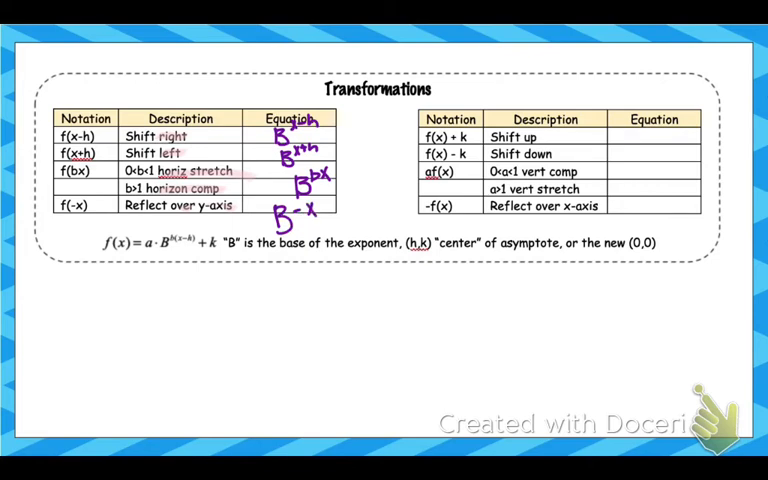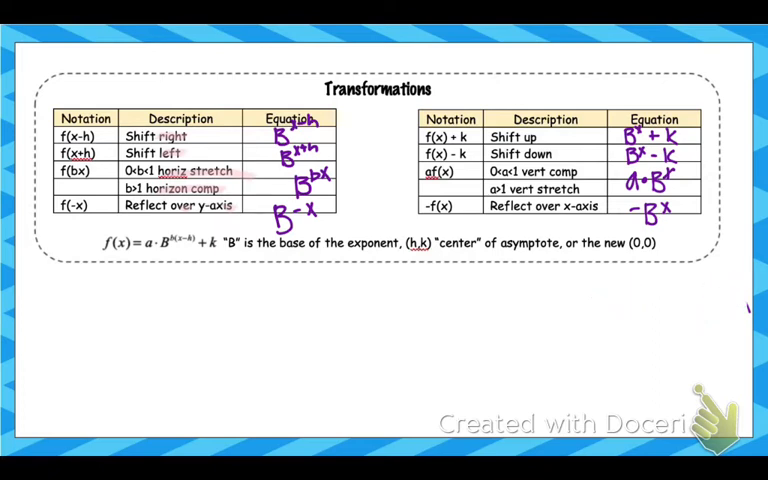All right, let's look at our shifts up and down. That's going to occur away from the exponent. So if I have a plus k or a minus k, if I have a number multiplied out in front, or if I have a negative out in front, those are my vertical changes. Now, keep in mind, a negative times the base to the x is not a negative 2 to the x. We cannot have a negative base, okay? Not the same thing. That negative is a reflection.